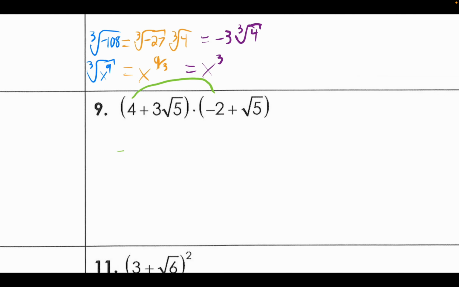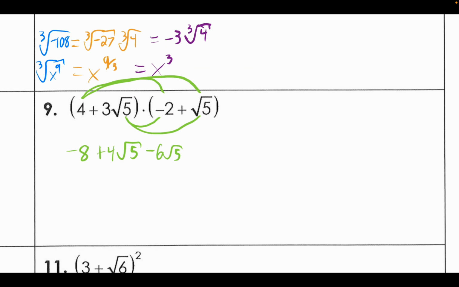4 times negative 2 is negative 8. 4 times square root of 5 is 4 square root 5. 3 square root 5 times negative 2 is negative 6 square root 5. And 3 square root 5 times square root 5, this is something that some of us may benefit from writing off to the side. Remember, when you multiply a square root times itself, you just get whatever's inside, the radicand itself. So 3 times 5, which is 15. And so plus 15.